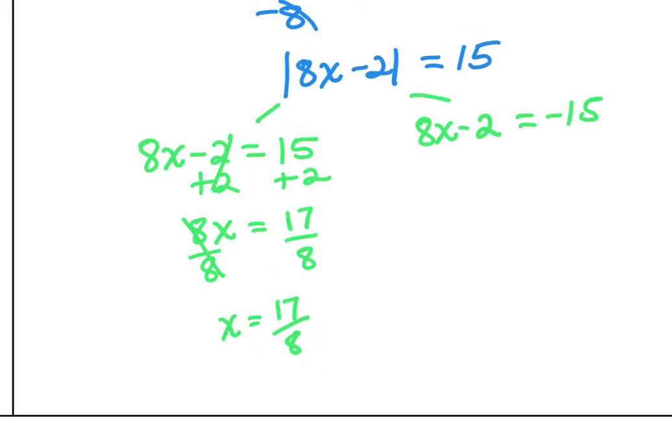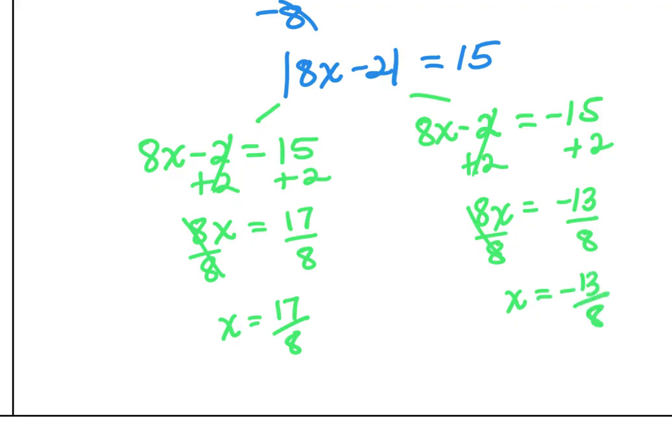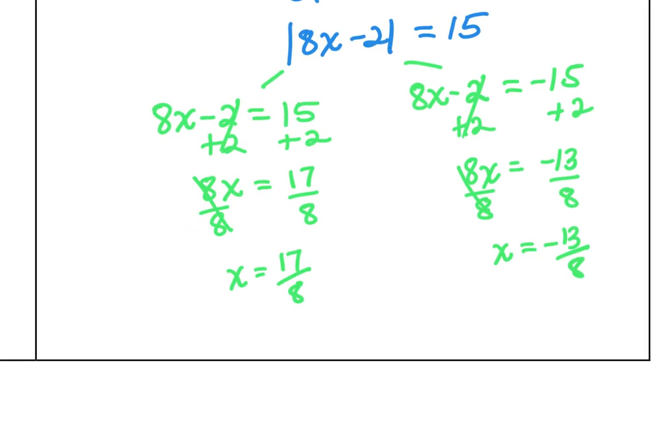And then when we add 2 to the -15, well, now we get 8x is equal to -13. And then we divide by that coefficient 8. And again, we'll just leave this as -13/8. So we were able to find solutions for x here. And since there are 2, we will write them as a set. So x is equal to -13/8, or 17/8.